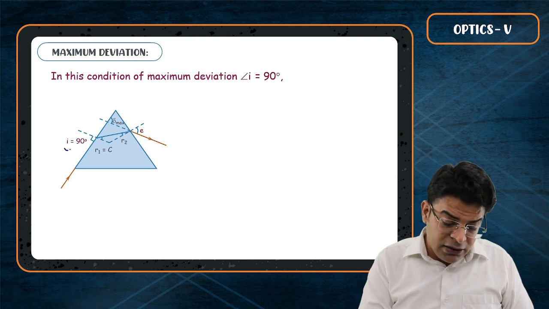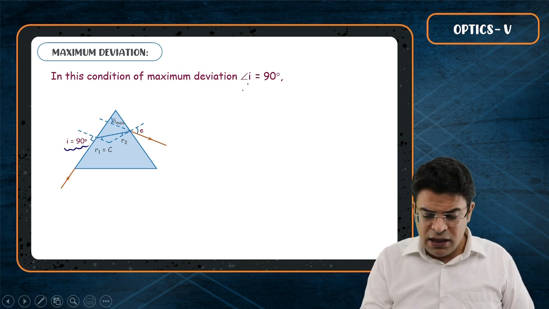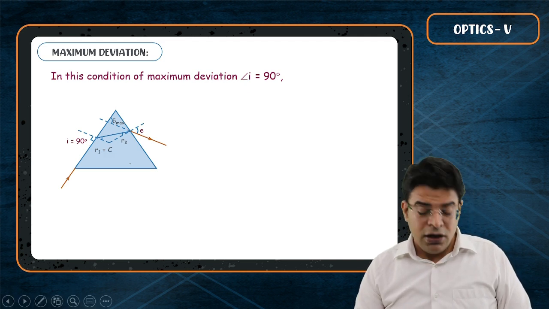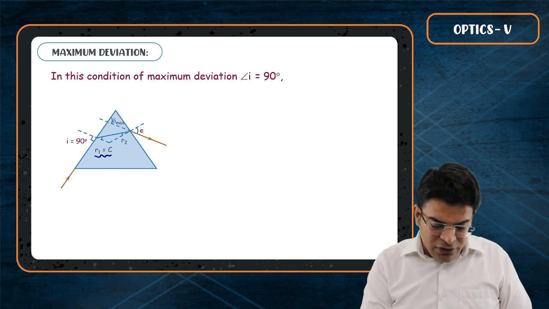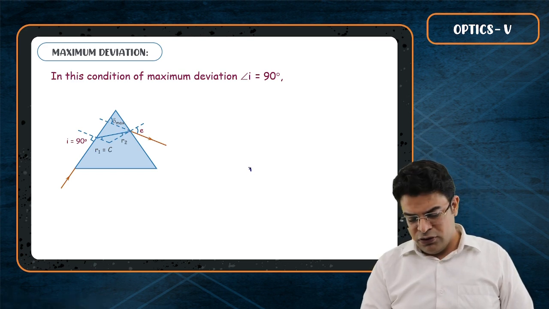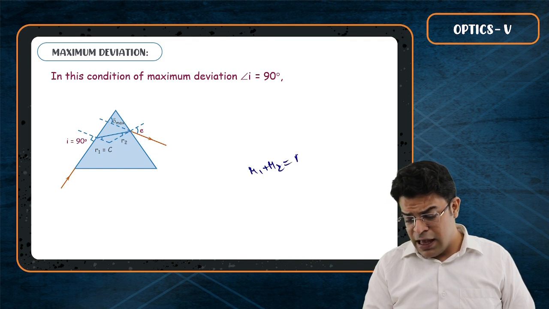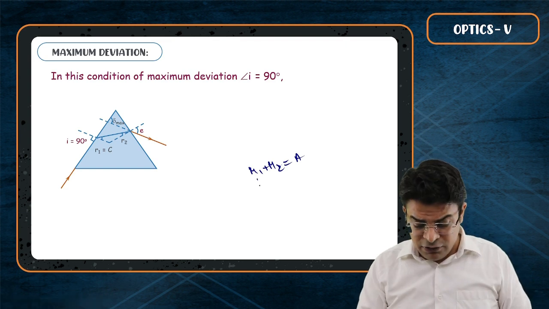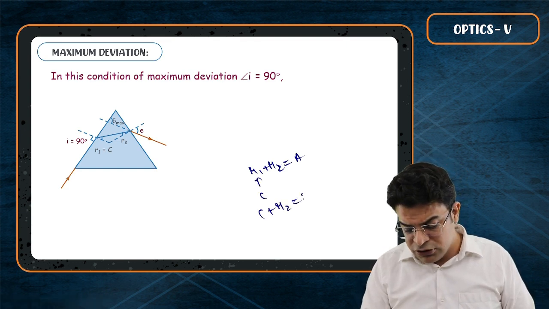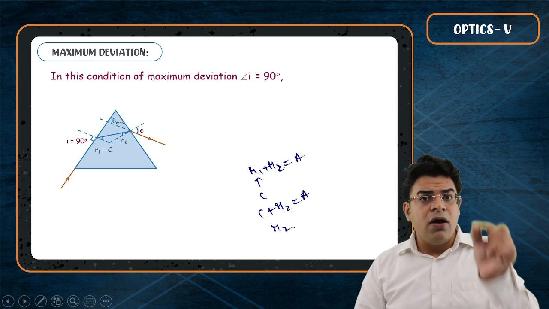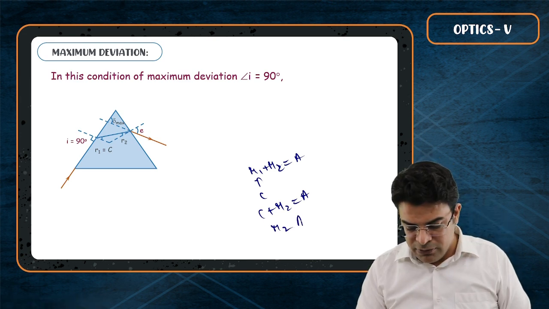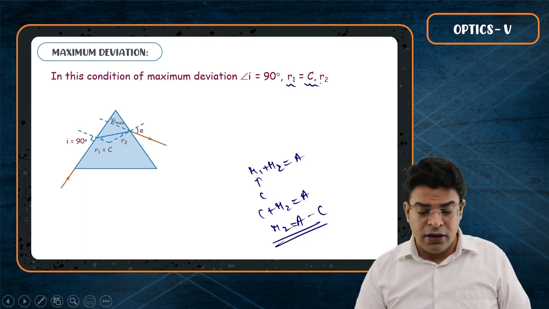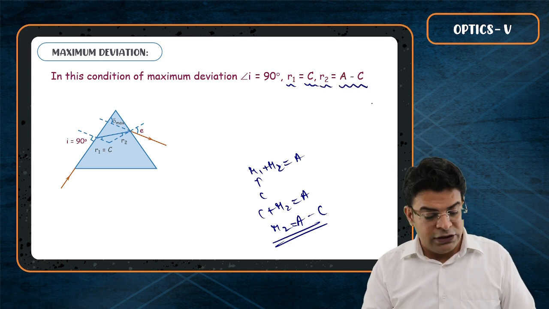So if you hit the ray of light in such a way that i equals 90 degrees, then R1 will be equal to critical angle. Now beta, if R1 is equal to critical angle, can you tell me what will be the value of R2? We know that R1 plus R2 has to be equal to apex angle. If i equals 90 degrees, then R1 will be equal to C. So C plus R2 will be equal to A. Or I can say that the angle of refraction on the second surface will be nothing but A minus C. So R1 will be equal to critical angle, and hence R2 will be equal to A minus C.